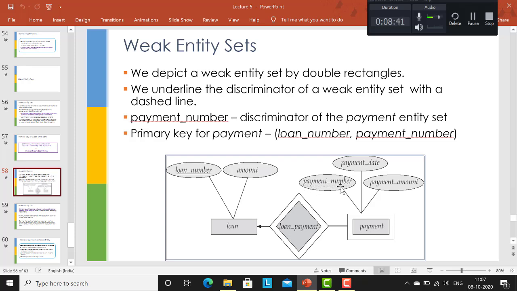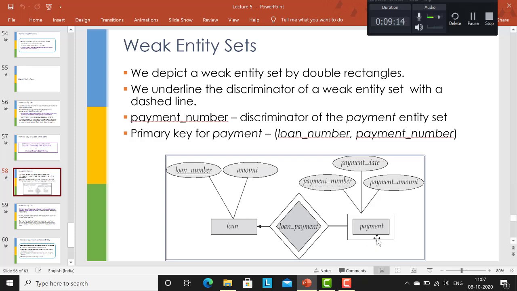Now if you see this dotted line, this represents payment number in this figure. This represents the discriminator or the partial key of the payment weak entity, right? So now what it means is that for any one particular loan number, I will have several payment numbers which are associated with that loan, and amongst all these payments, the payment number is the discriminator, right? By itself, the payment number cannot identify this payment fully, right?